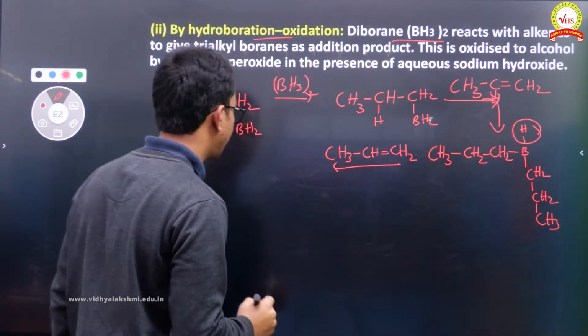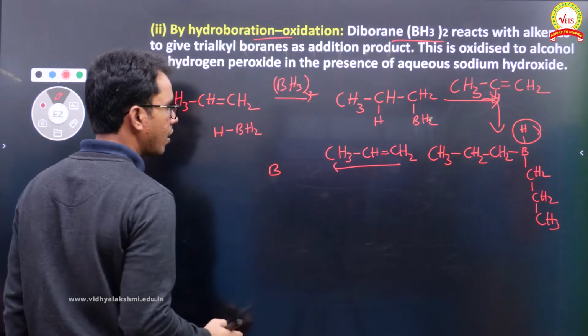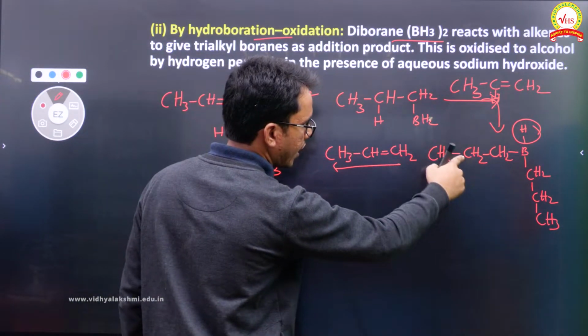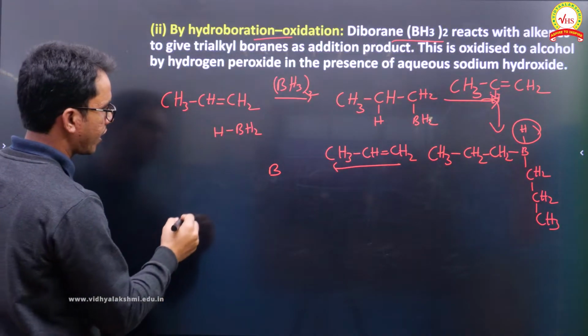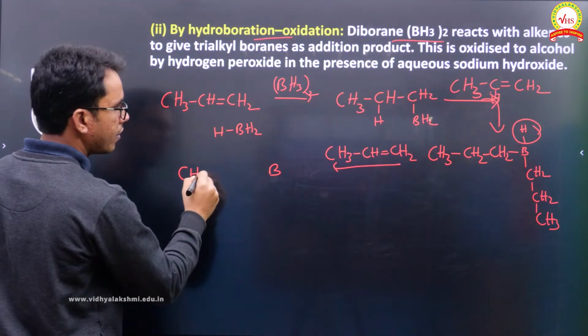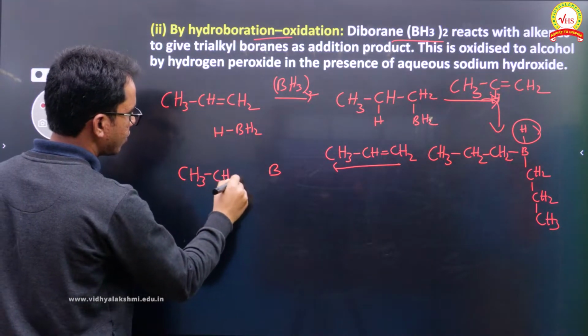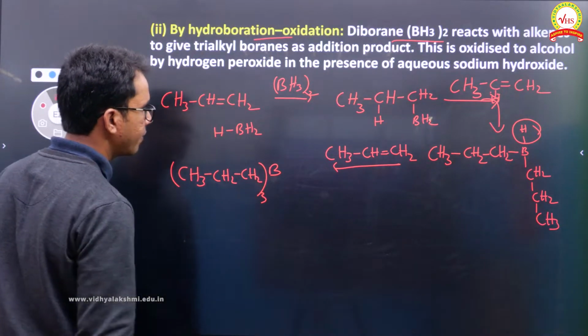Let us take the boron here. How many alkyl groups are there around it? Already 2 are there. Another mole will be added, and altogether 3 moles of alkyl groups will be around the boron, that is CH3CH2CH2 taken 3 times.